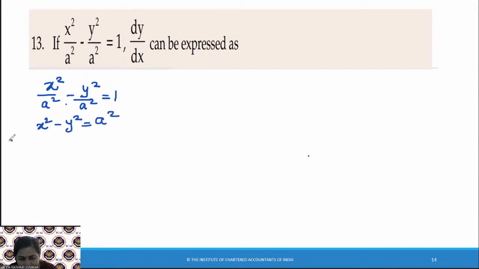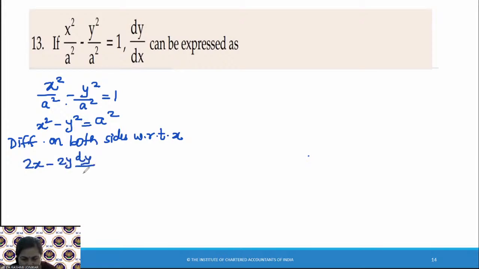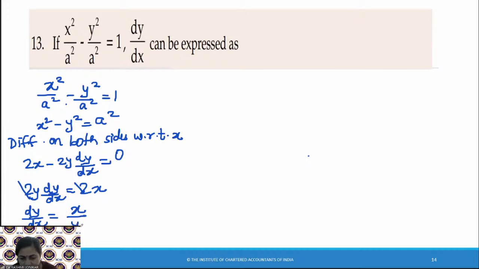Now I find the derivatives, differentiating on both sides with respect to x. What will I get? Derivative of x square is 2x. y square will be 2y dy by dx. What will be the derivative of a square? 0. Derivative of a constant is 0. So what will I get? 2y dy by dx is equal to 2x. So the 2 will get cancelled. So I will have dy by dx equal to x upon y.